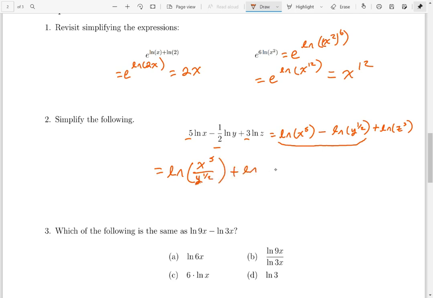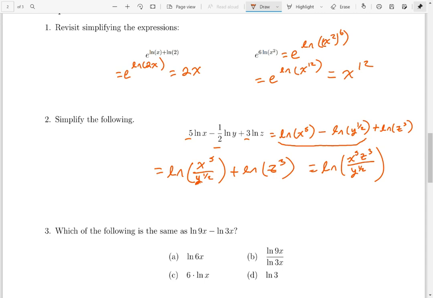Then plus the natural log of z cubed. Well, then I have plus, and so that's going to be the product inside of a natural log. So the addition of logarithms is the product of the arguments of the logarithm. That's then going to be the natural log of x to the fifth over y to the 1/2 times z cubed, or x to the fifth z cubed, all divided by y raised to the 1/2 power.